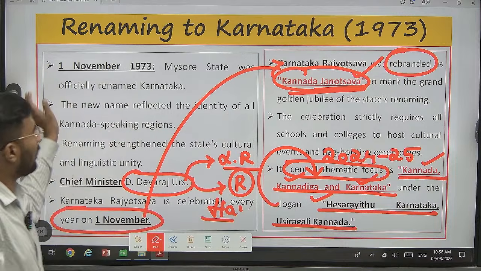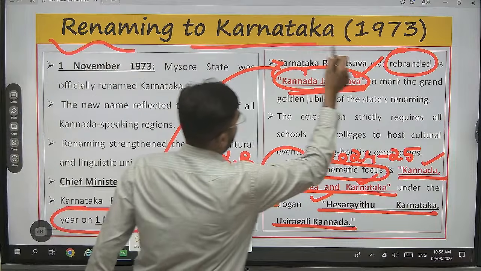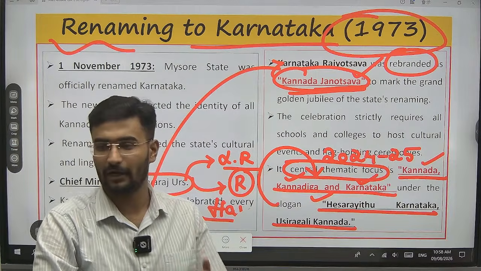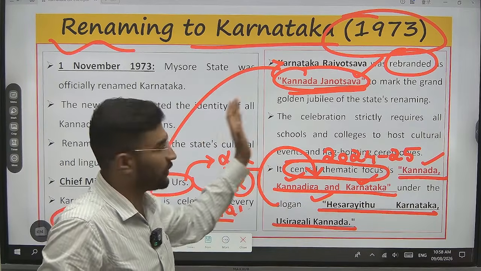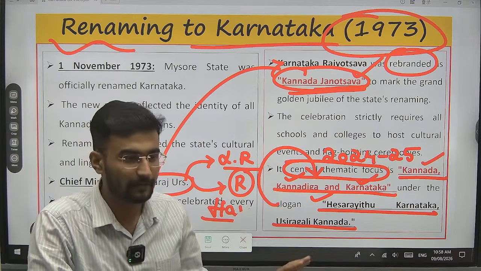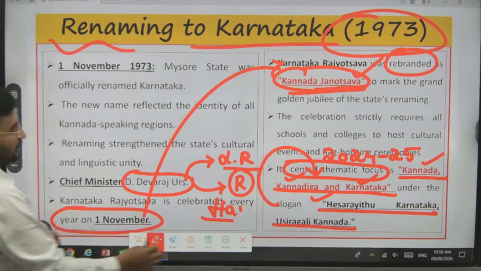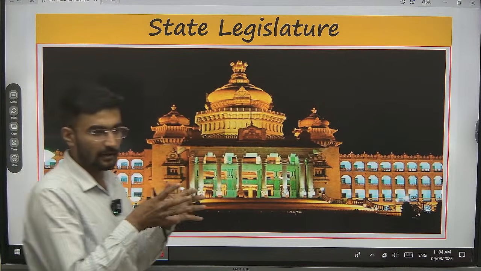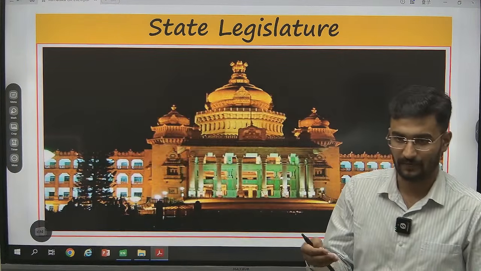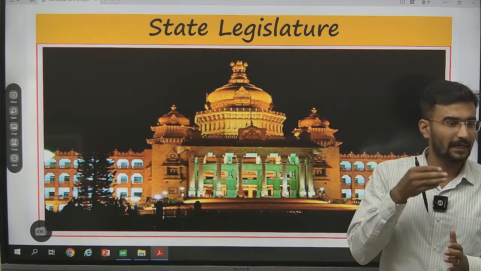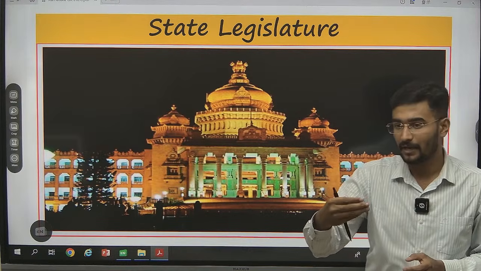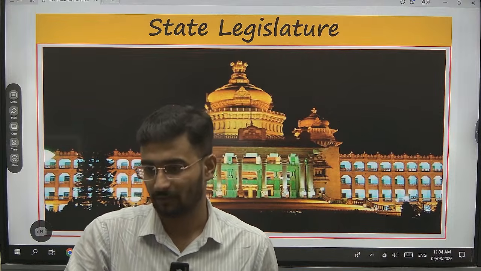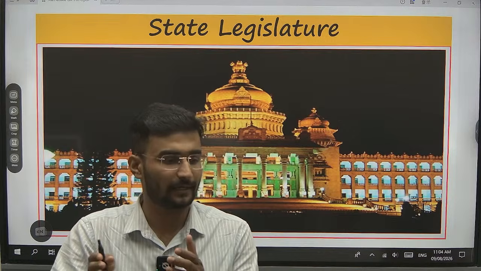Now this is all about, we call it as renaming of Karnataka. It is on 1st November 1973. This you should be aware of. Clear? Done. This is all with respect to our evolution, or we call it as our history, which is being done with respect to the political administration. I have not discussed the history part, rather I have discussed how our political setup, how our administrative setup, ಆಡಳಿತಕ್ಕೆ ಸಂಬಂಧಪಟ್ಟಂಗೆ ಯಾವ ರೀತಿ ಬದಲಾವಣೆ ಆಗ್ತಾ ಬಂತು, and that we have discussed with respect to its evolution.